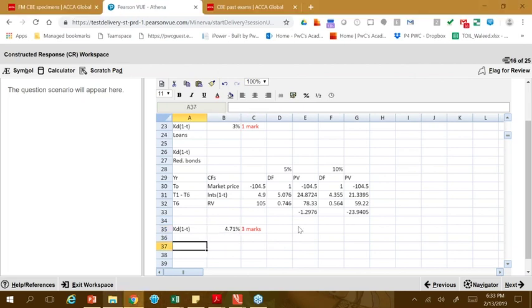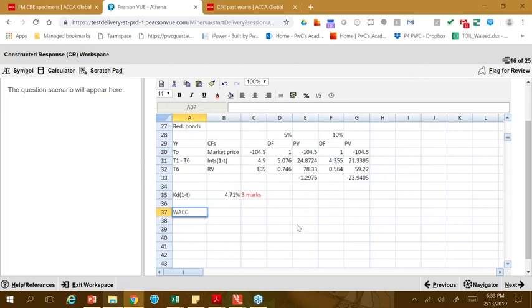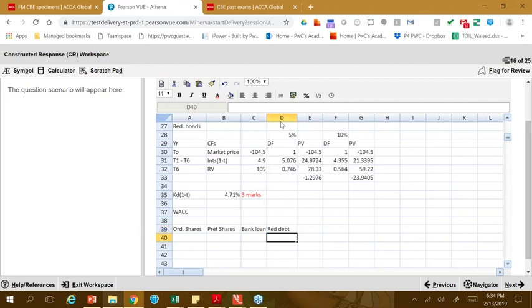Now, for the final part here on the WACC, what I always advise is that you break this calculation down into ordinary shares, preferred shares, bank loan, and redeemable debt. Just for simplicity reasons, I would break down this calculation and show the examining team the 4 different sources of finance.